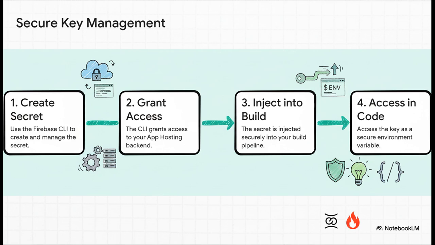So, what's the right way to handle this on the server? You use a service like Cloud Secret Manager, which works perfectly with the Firebase CLI. You create a secret, you tell your app hosting backend it's allowed to access it, and then the key gets securely injected into your app as an environment variable during the build process. It never ends up in your source code, and it's kept safe.